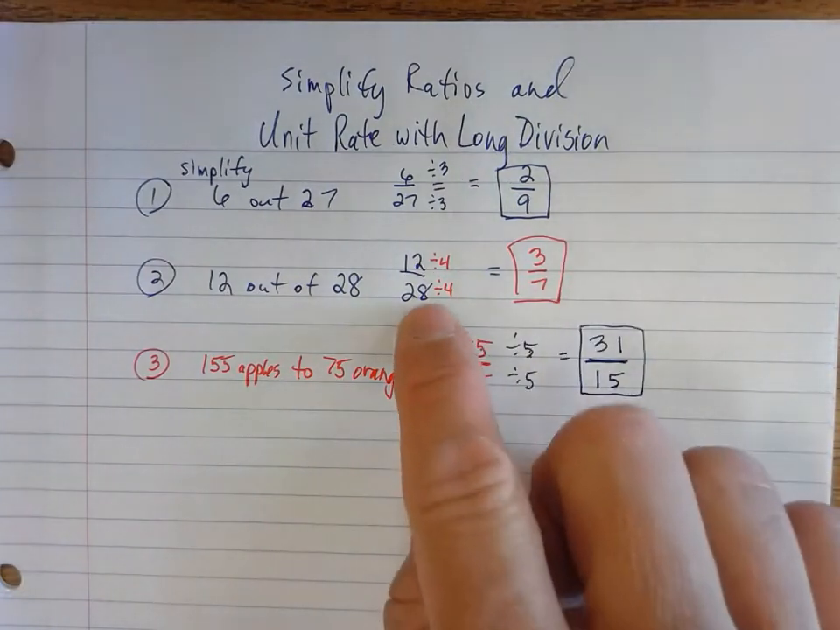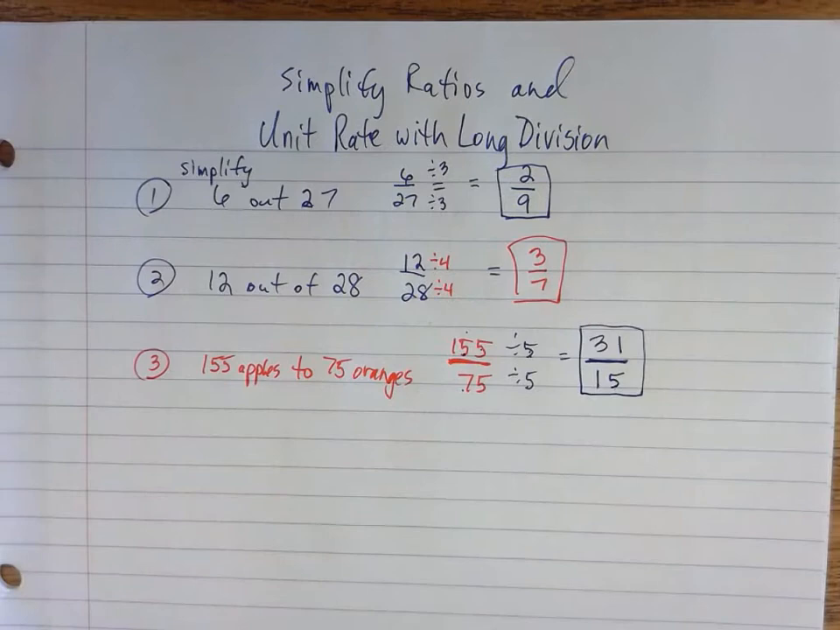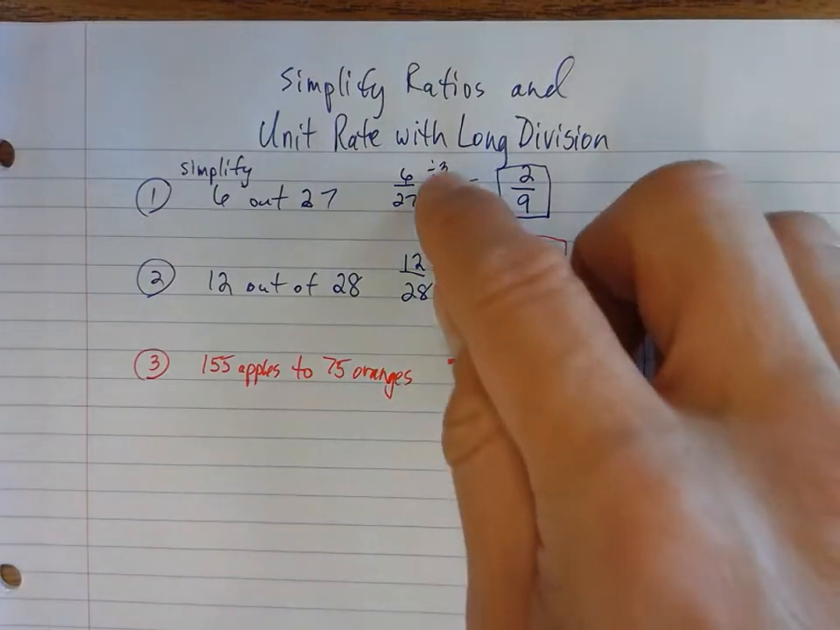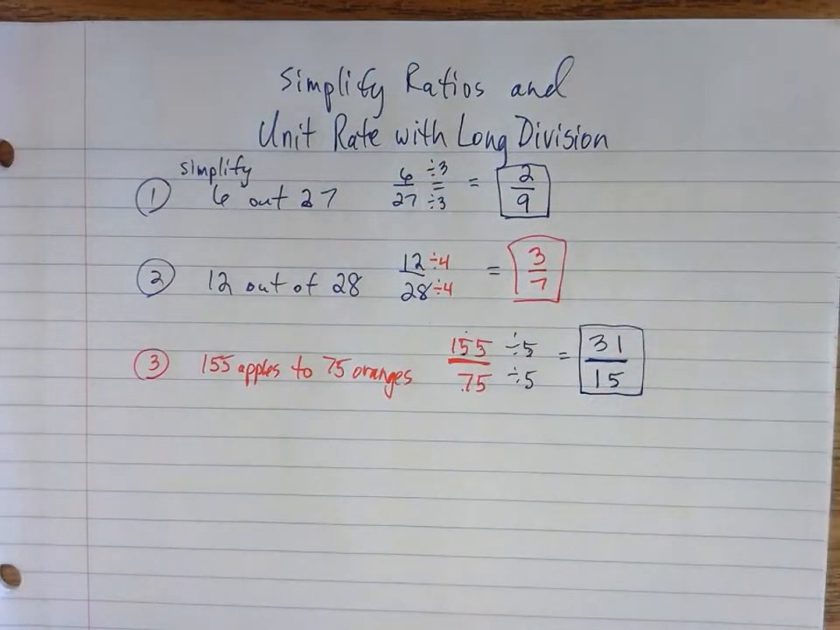Like, if you did this one by 2, you might have had to do it by 2 again, and that's okay. But try to find the biggest factor that'll go into it, and then simplify it down to its lowest terms fraction. All right, so that's simplifying ratios.